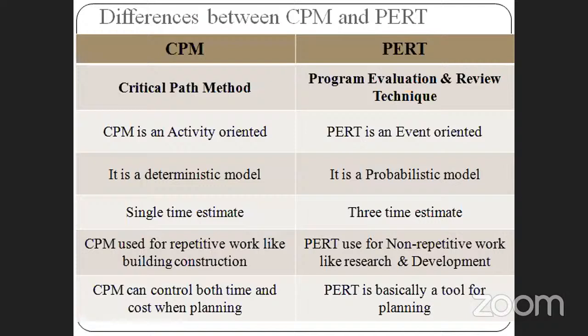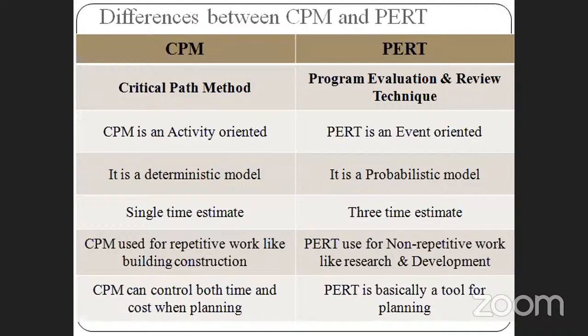That's the main difference between the critical path method and program evaluation. CPM and PERT: first, CPM is activity oriented, PERT is event oriented. CPM is a deterministic model, PERT is a probabilistic model. So what is meant by deterministic? We are well aware of probability. What does deterministic actually mean? There is no randomness, unlike in probabilistic.